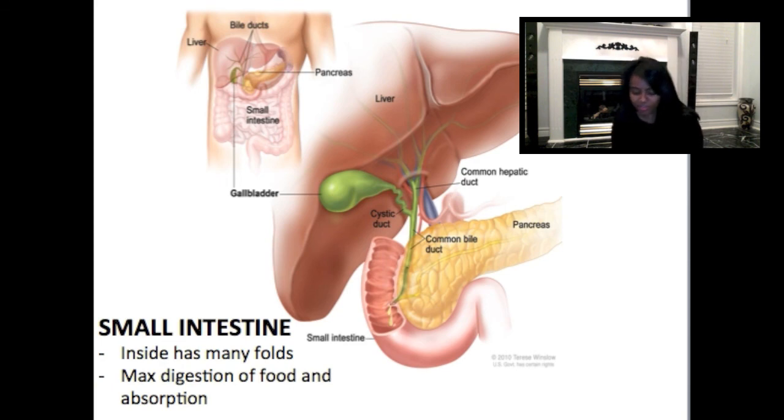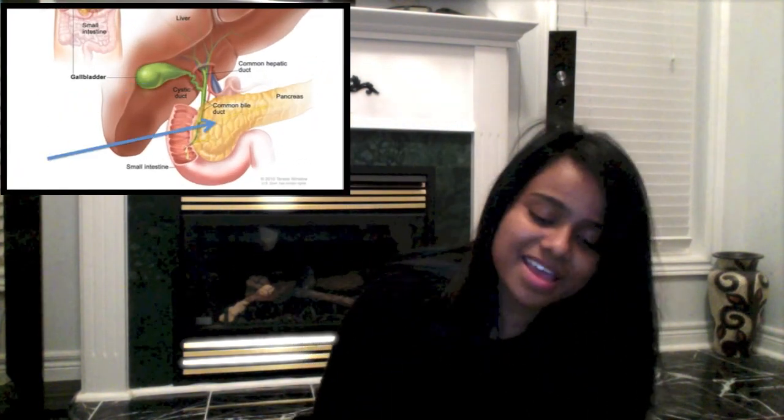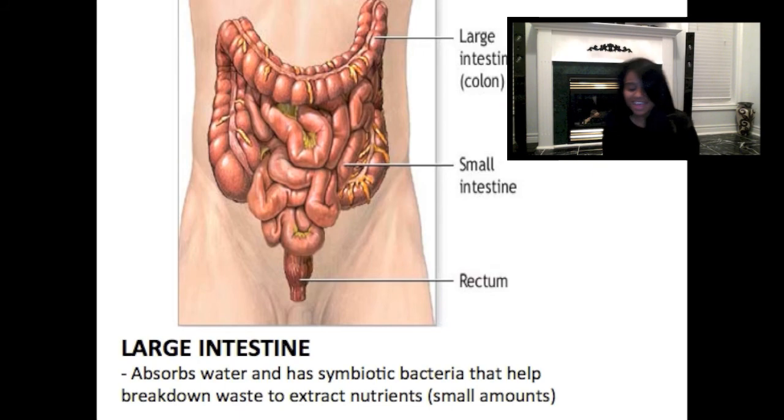which absorbs all the nutrients that are in your food. Yeah, 90% of the nutrients are extracted. The liver, the gallbladder, the pancreas are accessory organs. Now we can move to the large intestine, which absorbs H2O, and then the waste material exits via the anus. So now we know about digestion. I'm all about digestion.